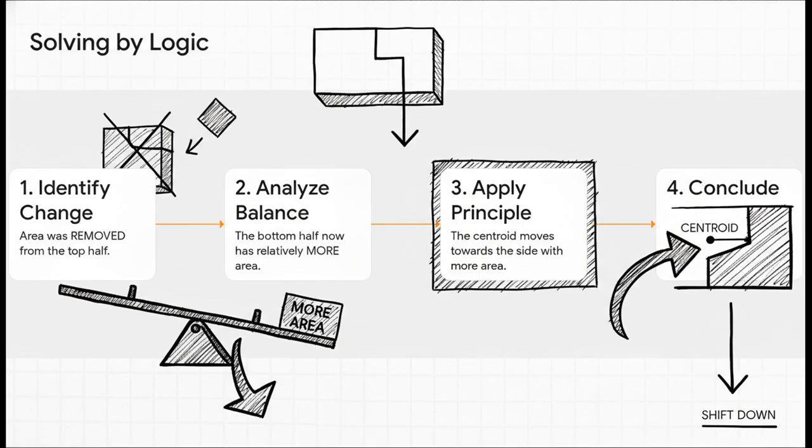No formulas needed. Let's just think it through. Step 1. What did we do? We removed area from the top. Step 2. So, what's the new situation? Well, the bottom half is now relatively heavier, or has more area, than the top half.